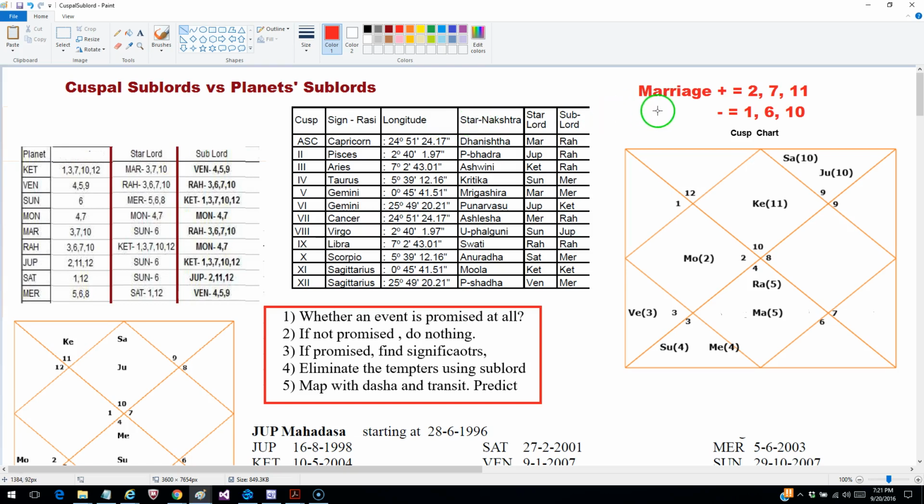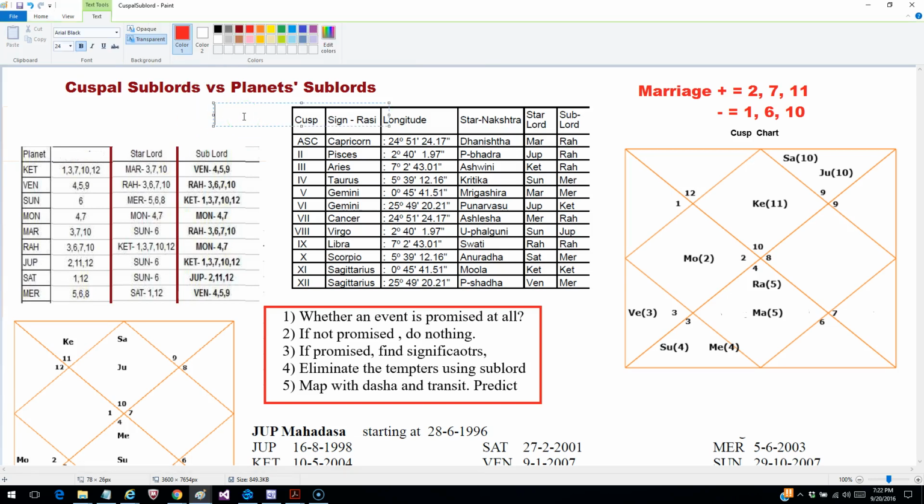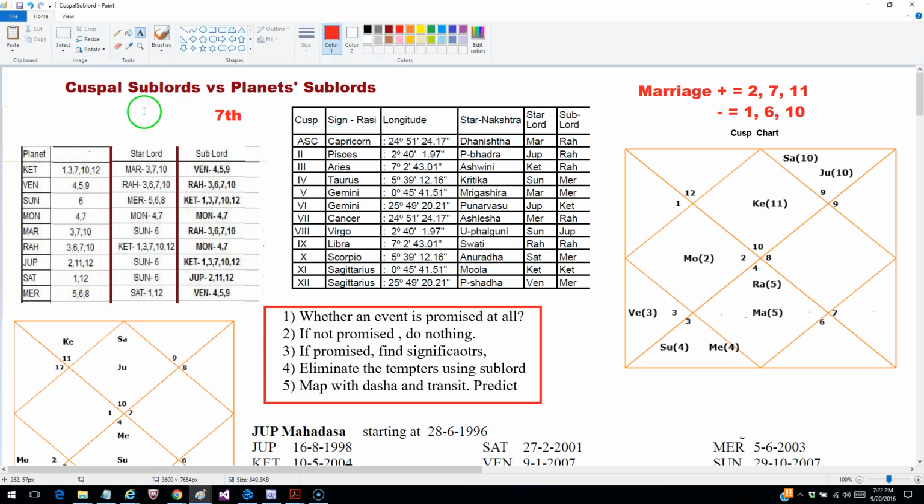So for marriage, Krishnamurti's rule is that the important houses are 2, 7, and 11, and the denying houses, or the negative houses, are 1, 6, and 10. So what you do is that you look at the seventh. Let me make it seventh. I don't know who uses this Roman character. It's difficult to find out. So this is the seventh cusp, and the seventh cusp sublord is Rahu.